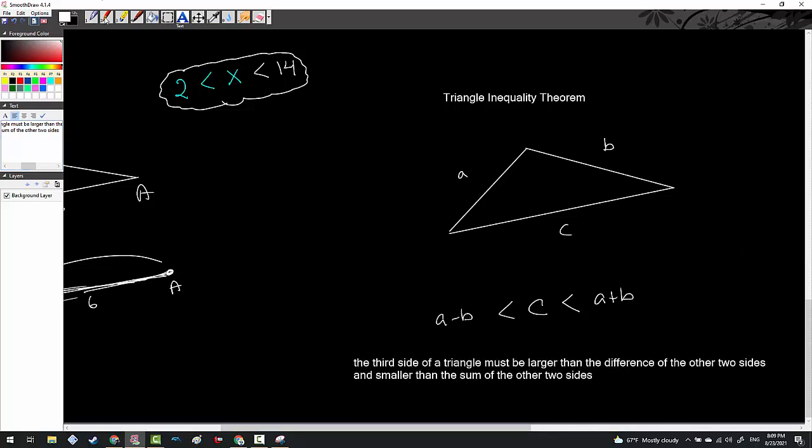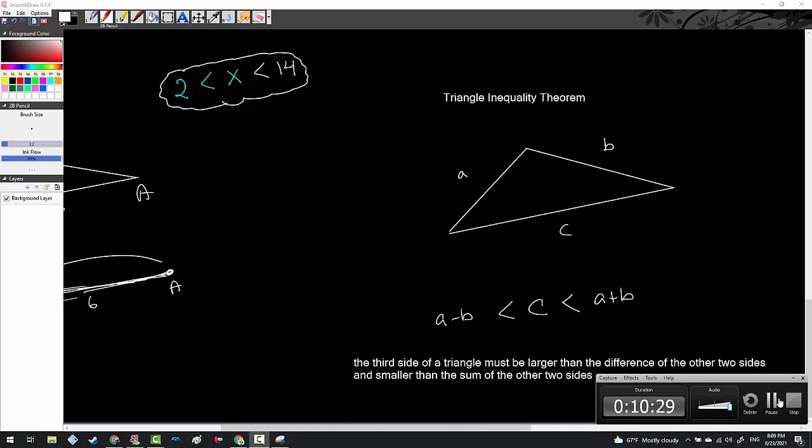And that's what that inequality is saying. We'll do a couple of examples of this, and then we will rock and roll with the next theorem. Give me a second. All right, here are some example problems right here.